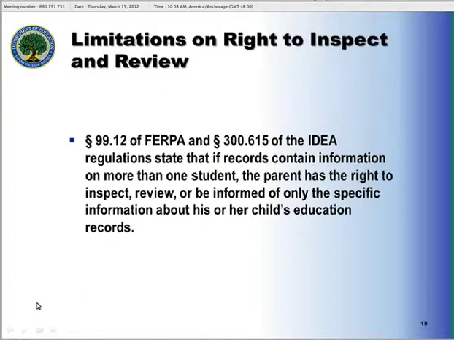FERPA states that if the records contain information on more than one student, the parent may inspect, review, or be informed of only the specific information about his or her child's education records. Under the IDEA, the issue described on this slide could arise regarding information about discipline procedures where multiple children may be involved. It is important that staff understand this requirement prior to creating and preparing records containing information on multiple children, in order to document information in a way that makes it easier to provide the information to the individual parents of the children involved if requested.